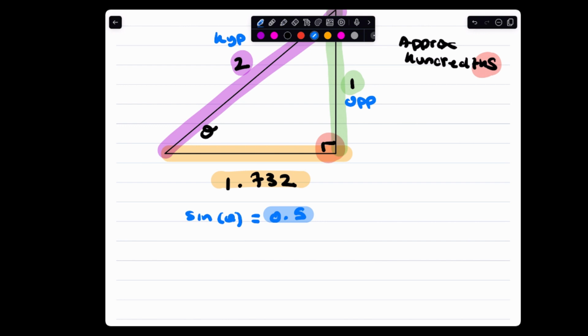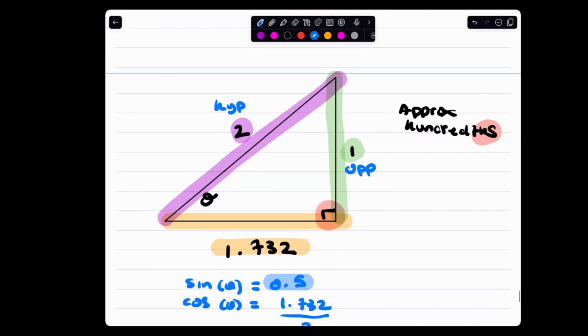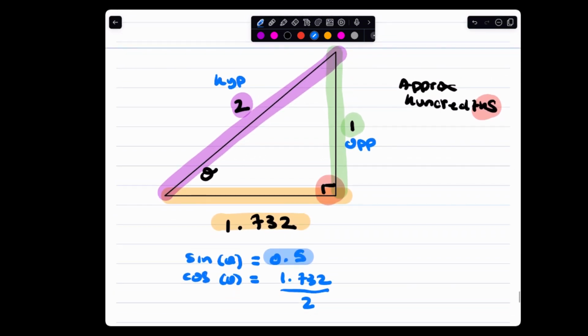What's the definition of cosine? It's adjacent, 1.732 divided by your hypotenuse of 2. Is that what this is? Do you guys see that there?